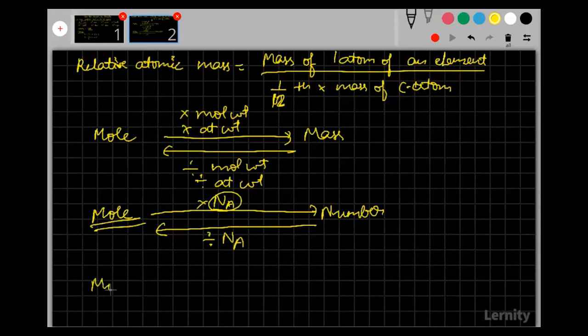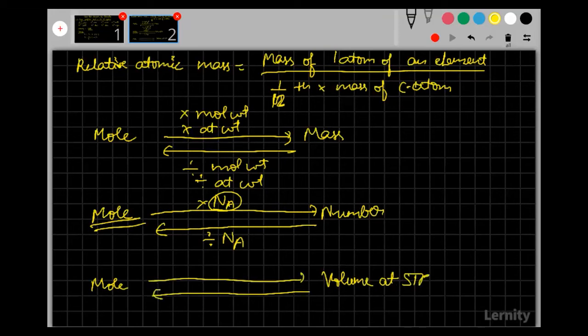In the same way, how is mole related to volume at STP? If mole is to be converted into volume, I multiply with the factor of 22.4 liters. Similarly, if volume at STP is to be converted into moles, we divide it by 22.4 liters. This is how we'll be proceeding.